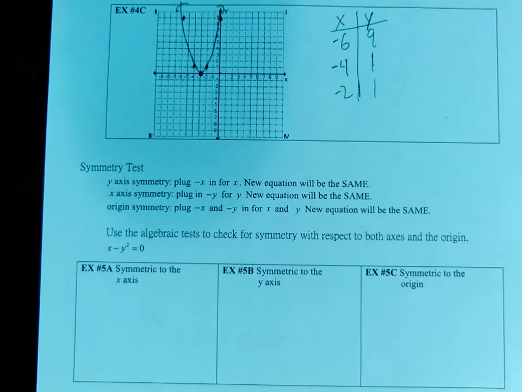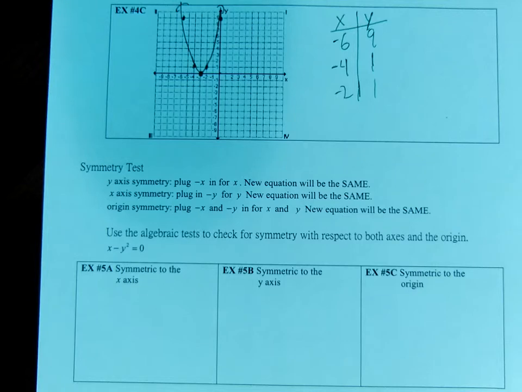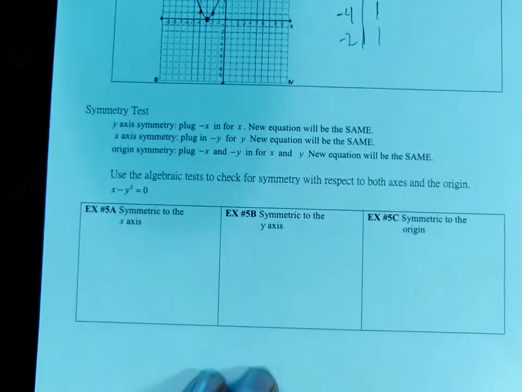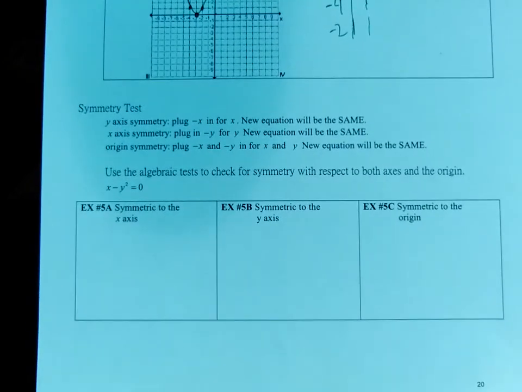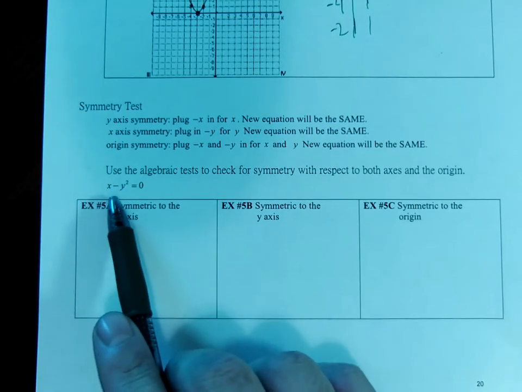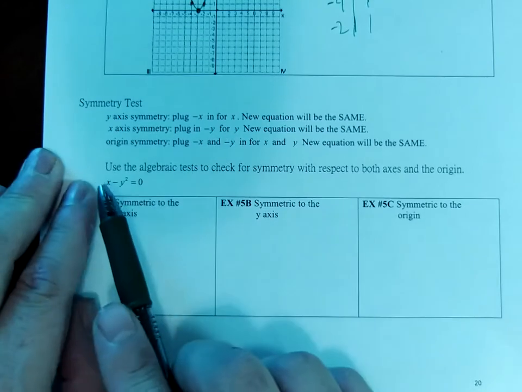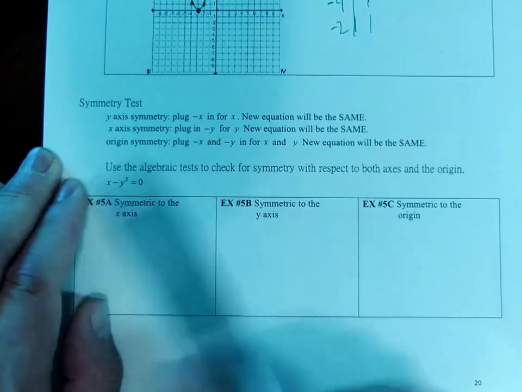Alright, so we're going to use the above to determine if this is symmetric to either axis or the origin. x minus y squared equals 0. We can solve this for x, we can solve this for y, or we can leave it the same as it is to start off the general test, the 3 different tests. So I'm just going to leave it the same. I'm going to see if the new equation comes out the same as this. So if I replace this x with a minus x, does the equation change?